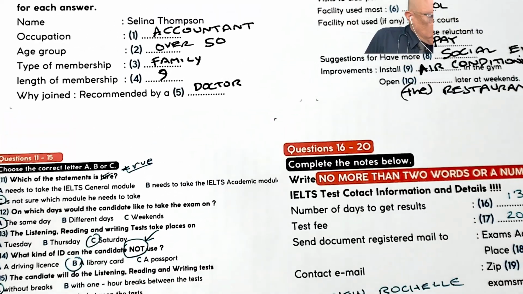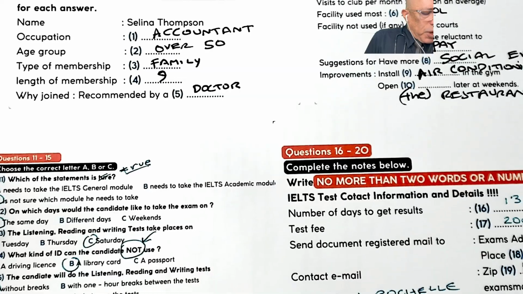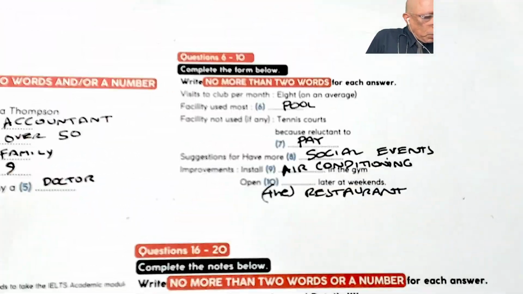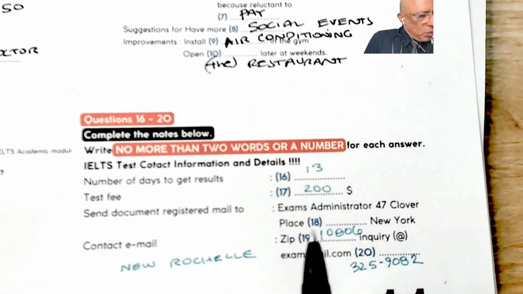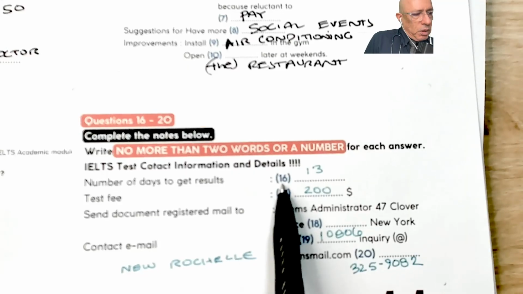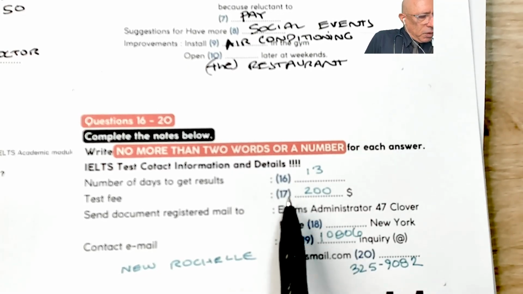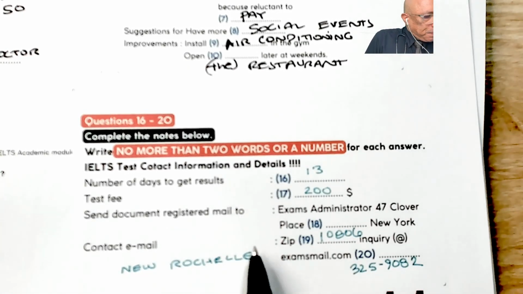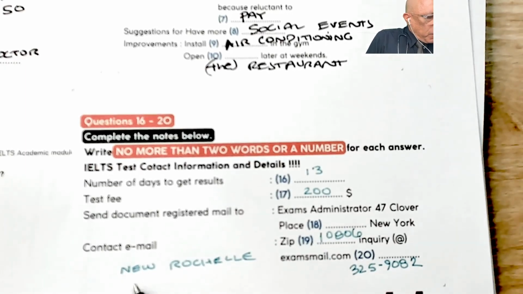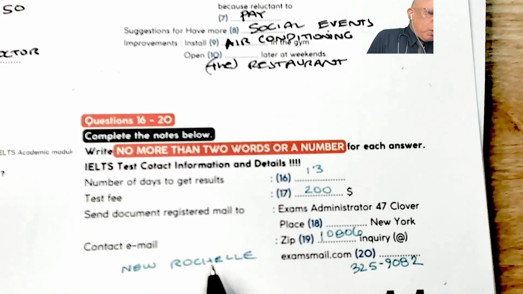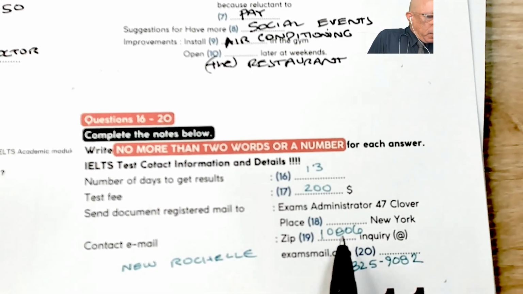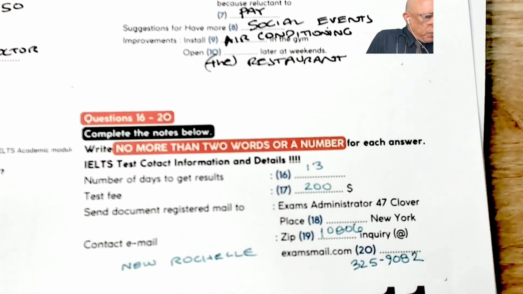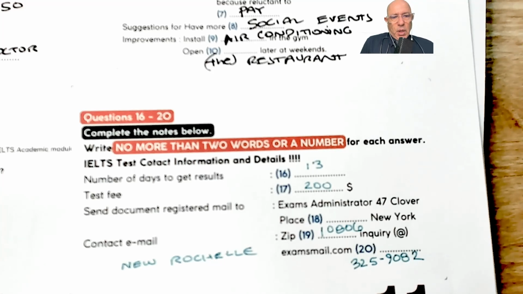15. Candidate will do the listening, reading, and writing test without breaks. Questions 16, 17, 18, 19, and 20. Correct answer 16. 17, the fee, $200. 18, spelling, it's two words, New Rochelle, New York, zip code 10806. And there's the email, but the phone number is 3259082.